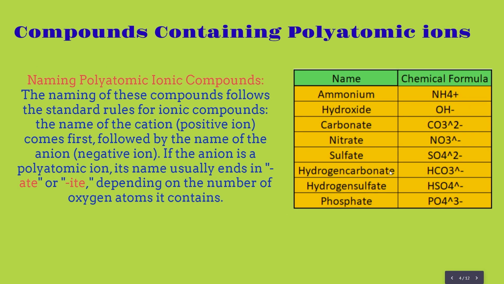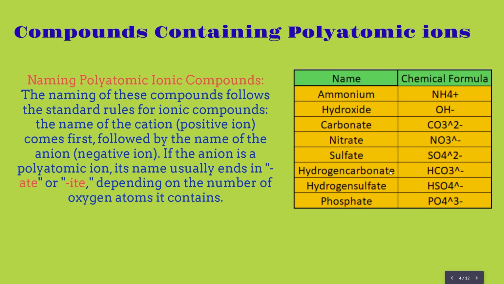The naming of these compounds follows the standard rules for normal ionic compounds. This means that the cation, which is the positive ion, always comes first, and then it's followed by the anion, which is the negative ion. If the whole polyatomic ion is negative, then usually the name ends with ate or ite, and this also depends on the number of oxygen atoms contained.